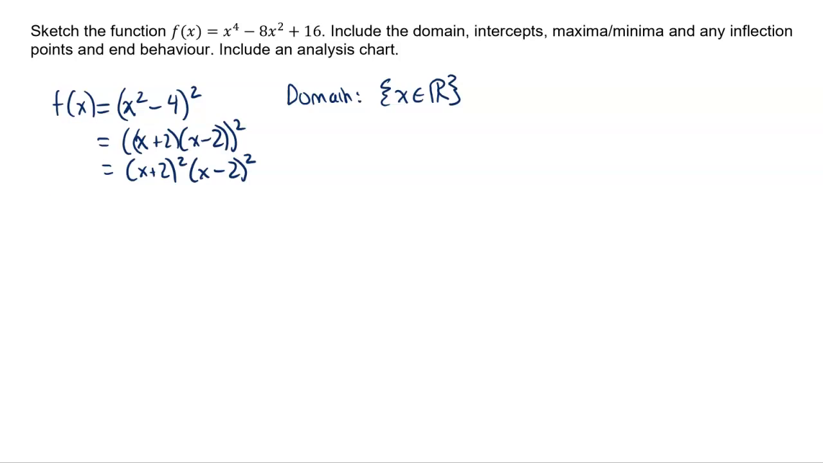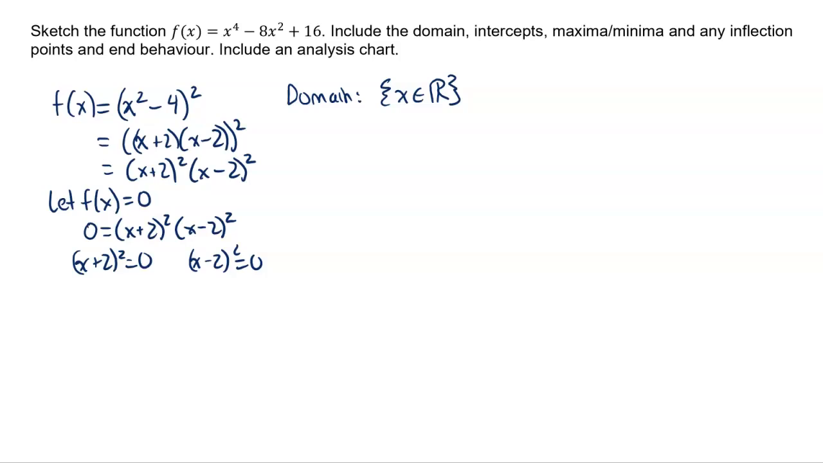Let's pick it up from here. So we're going to let the y value be 0 or f of x be 0, which means that we are going to have the first factor be equal to 0 or the second factor be equal to 0. Now, both of those are squared. And so if you take the square root of both of those, you end up with x plus 2 is 0 and x minus 2 is 0.